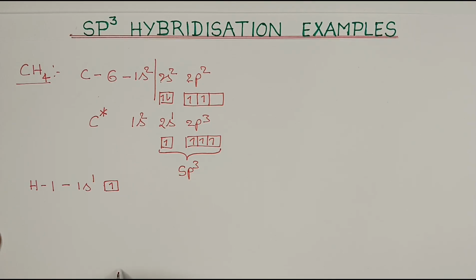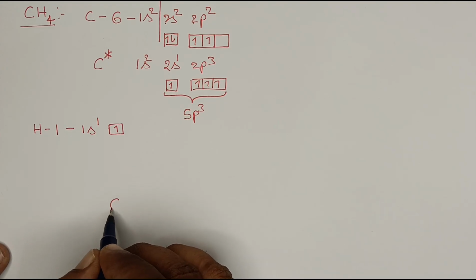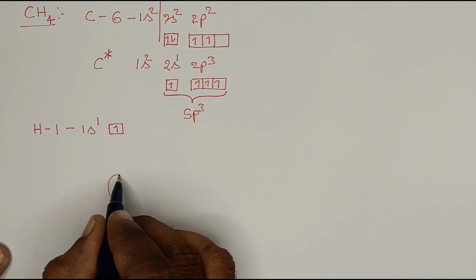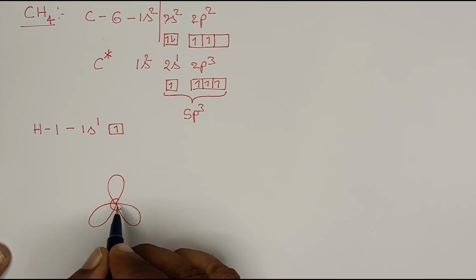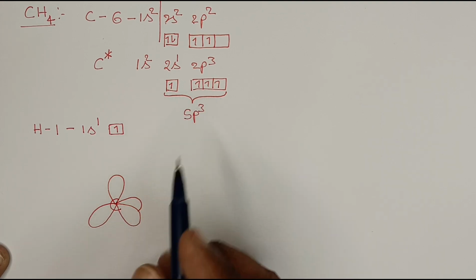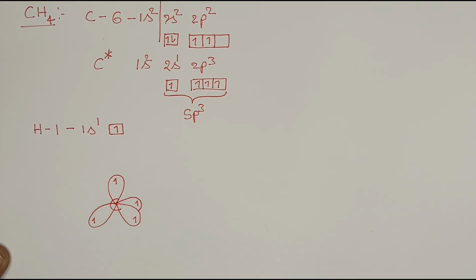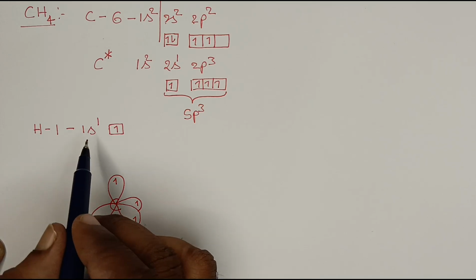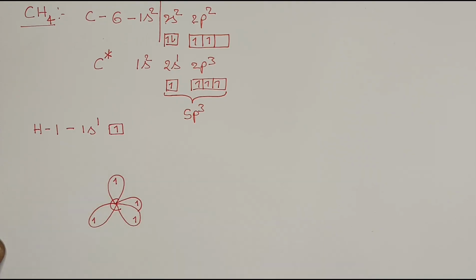So in carbon, we will get 4 hybrid orbitals: 1, 2, 3 and 4. Each orbital contains 1 electron, so 1, 1, 1, 1. All these 4 are sp3 hybrid orbitals. With these sp3 hybrid orbitals, the pure orbital of hydrogen having 1 unpaired electron overlaps.